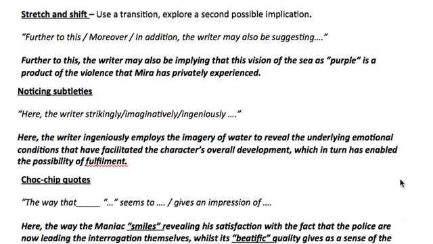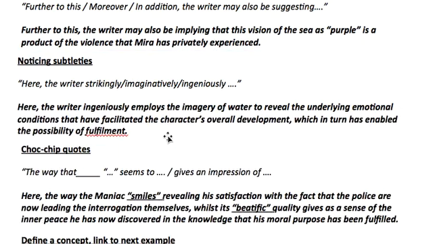The last two, noticing subtleties. This is if you think there's something particularly ingenious or clever or subtle about what a writer is doing. And it connects to Crossing the Mangrove here. Here the writer ingeniously employs the imagery of water to reveal the underlying emotional conditions that have facilitated the character's overall development, which in turn has enabled the possibility of fulfillment. So we're talking there about the water imagery in Crossing the Mangrove.